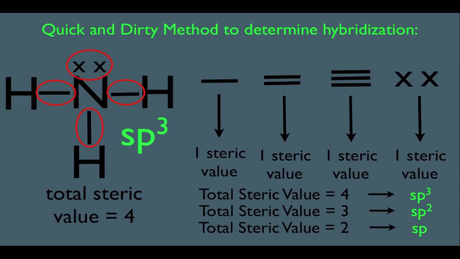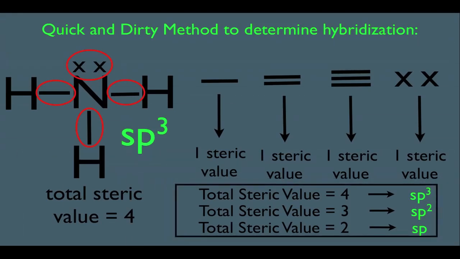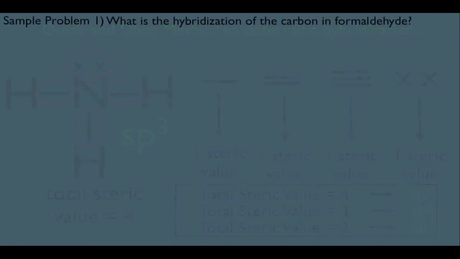Now, in organic chemistry, remember we're only concerned with these 3 types of hybridization. That's why we're only concerned with the steric value of 2, 3, and 4. This is not the only way to determine hybridization, but it's a way that I'd like you to know just in case. So let's look at a sample problem here to make sure you got this.